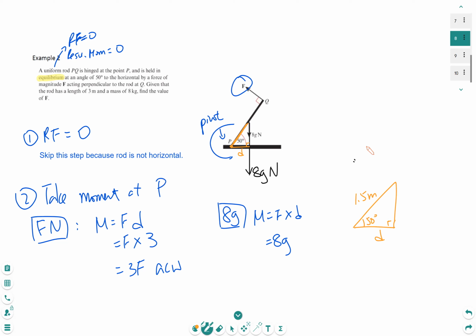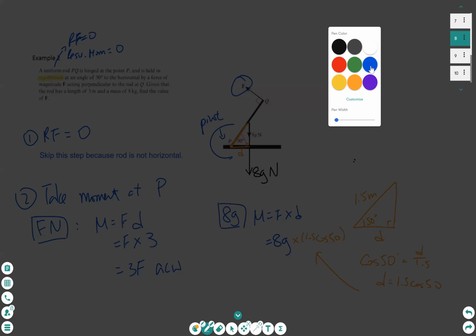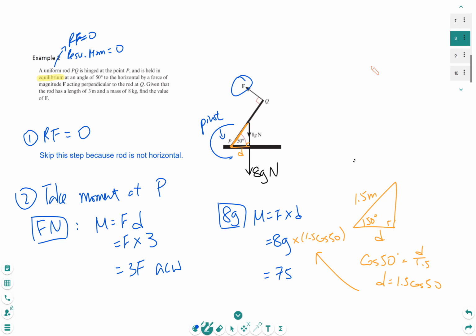That's 50 degrees. So using trigonometry, cos 50 equals D over 1.5. So distance equals 1.5 cos 50. Then 8G times 1.5 cos 50. Plug in the calculator, I think you will get 75.59 Newton meters. Direction: you push it down, so it will be clockwise.